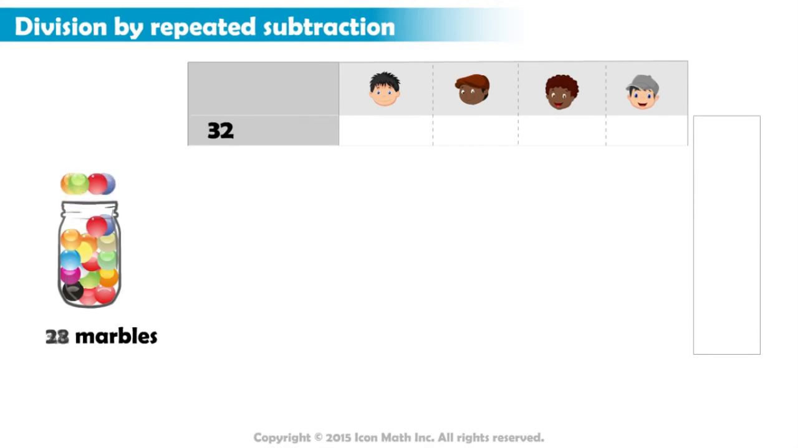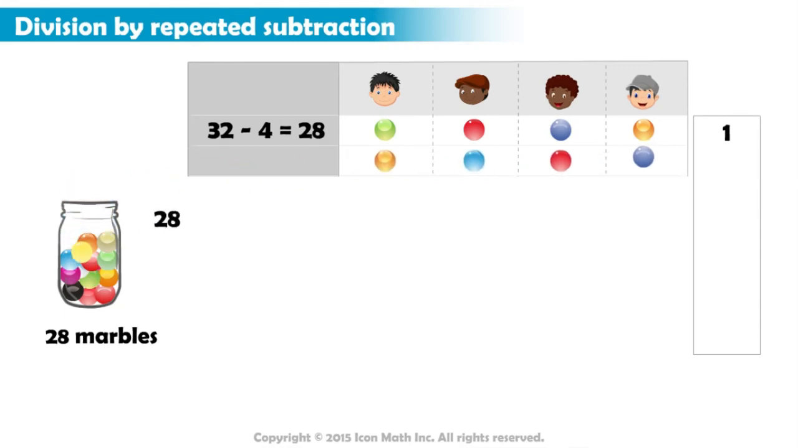So first, we take away 4 marbles from 32, and we give each player 1 marble, leaving us with 28 marbles. Across the margin, we write 1 to indicate that each player got 1 marble. Now we take another 4, and that leaves us with 24 marbles. We also write 1 across the margin to show that every player got another 1 marble.